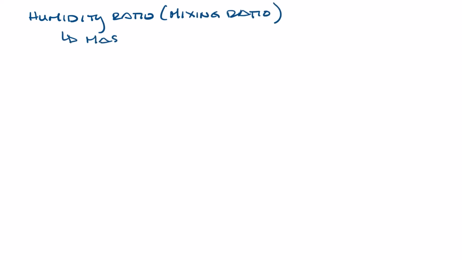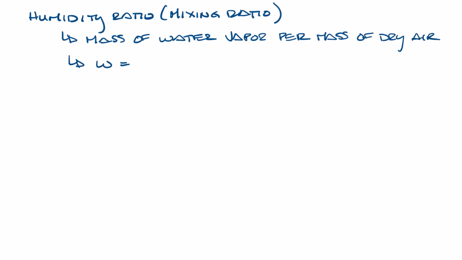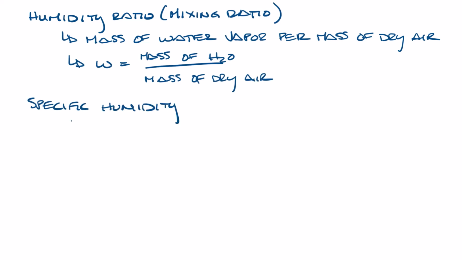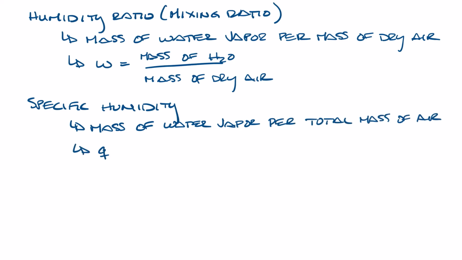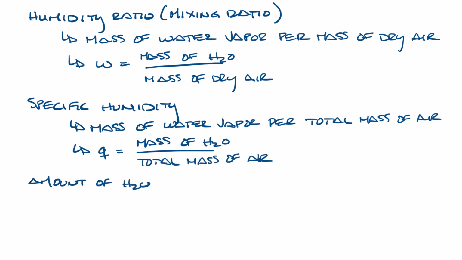So let's make a little bit more room. Humidity ratio, also known as mixing ratio, is the mass of water vapor per unit mass of dry air. So humidity ratio W equals mass of water vapor divided by mass of dry air. Specific humidity is the mass of water vapor per total mass of air. So specific humidity Q equals mass of water divided by total mass of air. Because the amount of water vapor in the air is usually very small, humidity ratio is approximately equal to the specific humidity. So those are the humidity terms you're likely to see. Let's cover a few more terms that are humidity related that might come up.